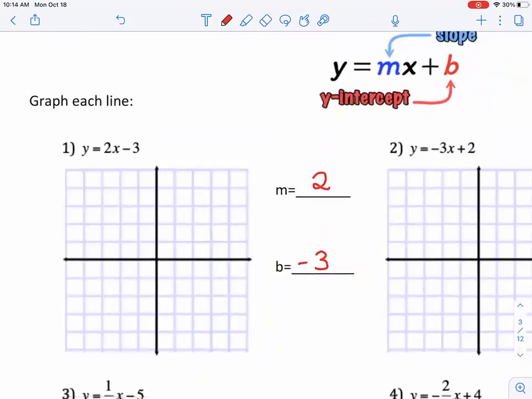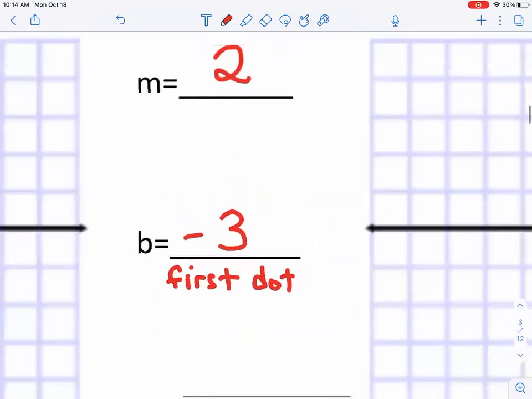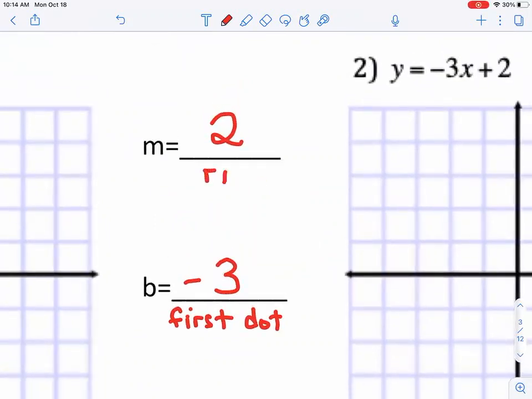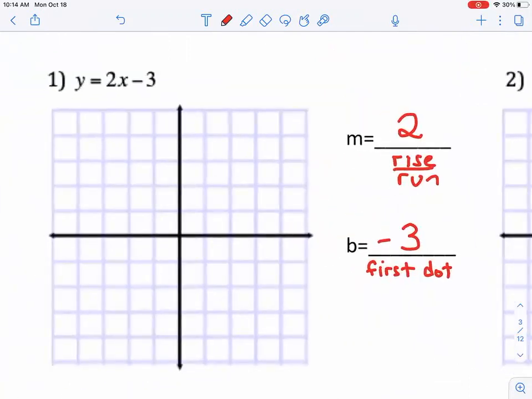So when you graph this, the y-intercept, this is where you put your first dot, okay? On your graph, you put your first dot at the y-intercept, and then from that dot, you do your slope, which remember is the rise over the run. So for example, I'm going to put my first dot at -3. So -3 on the y-axis. So that goes, the y-axis goes up and down. So there is our y-intercept.